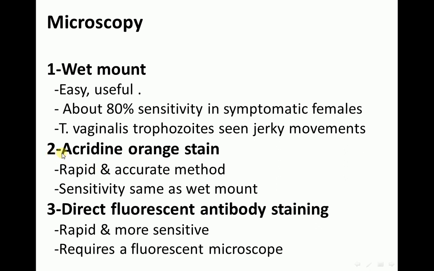Or we can use acridine orange stain. It is a rapid and accurate method. Sensitivity same as wet mount. Or we can use direct fluorescent antibody staining using a fluorescent microscope. It is a rapid and more sensitive method.